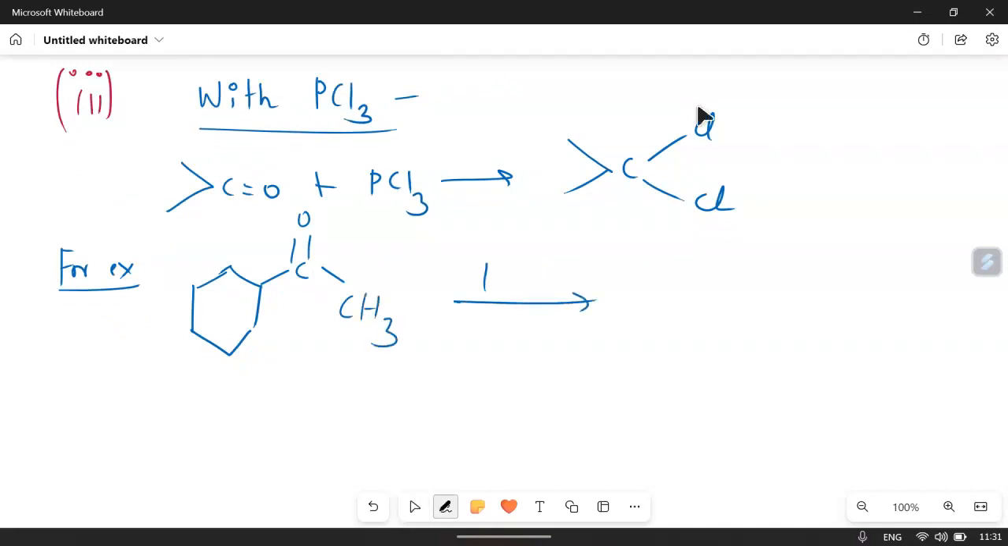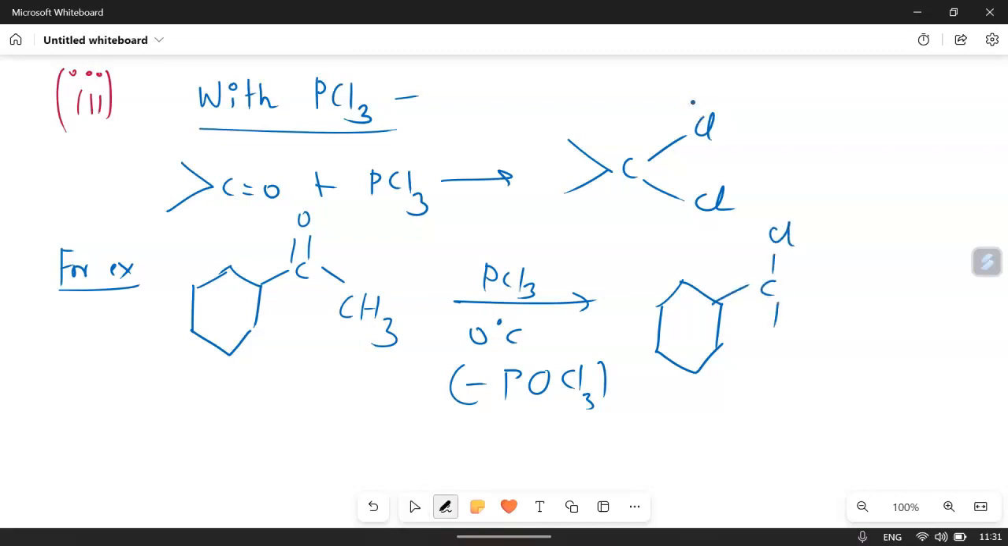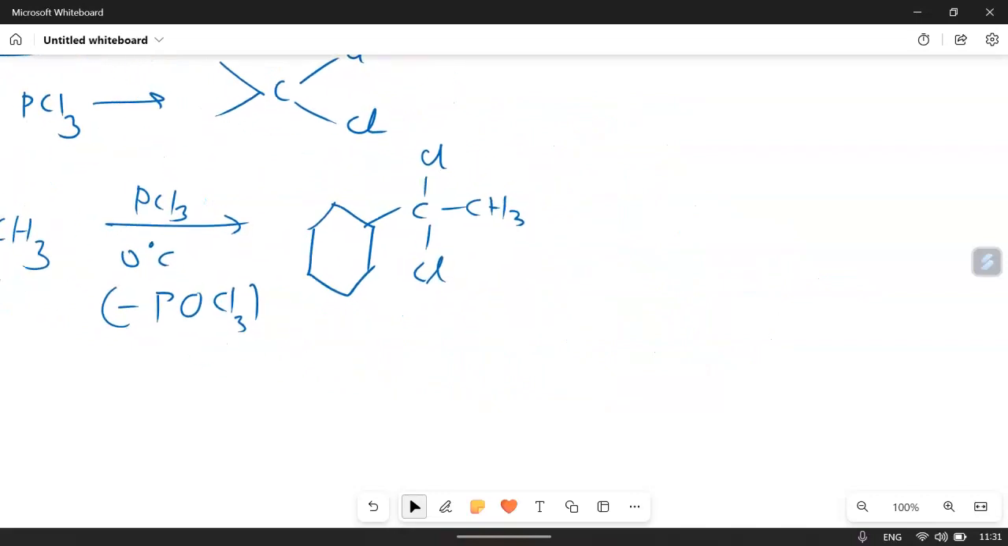Reacting with PCl5, the temperature would be 0 degrees Celsius. Okay, so what you have to do, minus POCl3. After that the reaction will go forward, and this will become C, Cl, Cl and CH3. Okay, in this reaction if you add further NaNH2, 3 moles of NaNH2 basically, then what will happen?